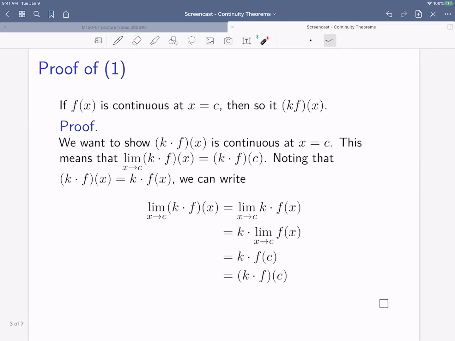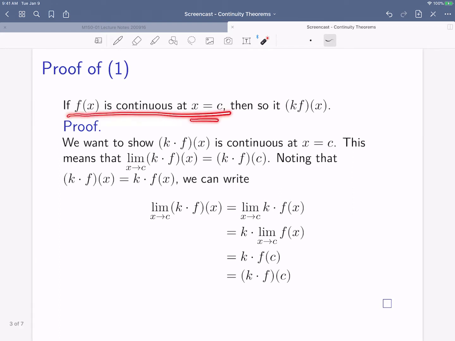We want to prove that if a function f is continuous at a point, and k is a constant, then this new function is also continuous at that point. Specifically, we want to show that k times f is continuous at x equals c. What that means is that this limit statement is true. This should be familiar from our conversations in class, because this is an expression of the idea that a naive evaluation works. You evaluate this limit, and it's just like plugging in x equals c.